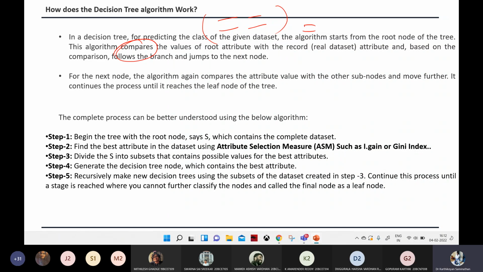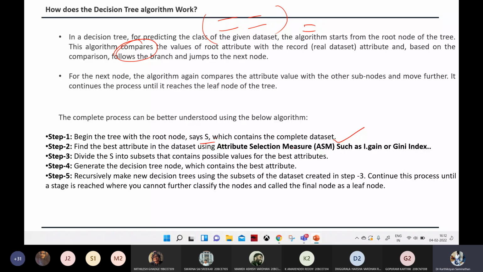For the next node, the algorithm again compares the attribute value with the other subnodes and moves further. It continues the process until it reaches the leaf node. So you can see the steps. Begin with the tree with the root node, which contains the complete data set. Second, find the best attribute in the data set using the attribute selection measure technique.